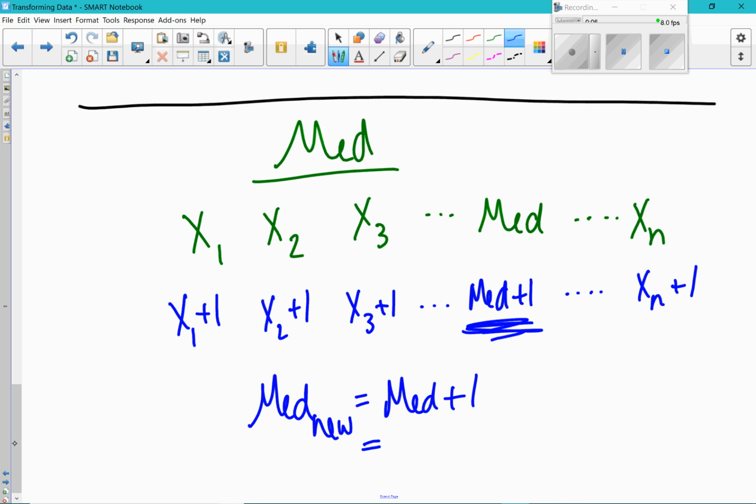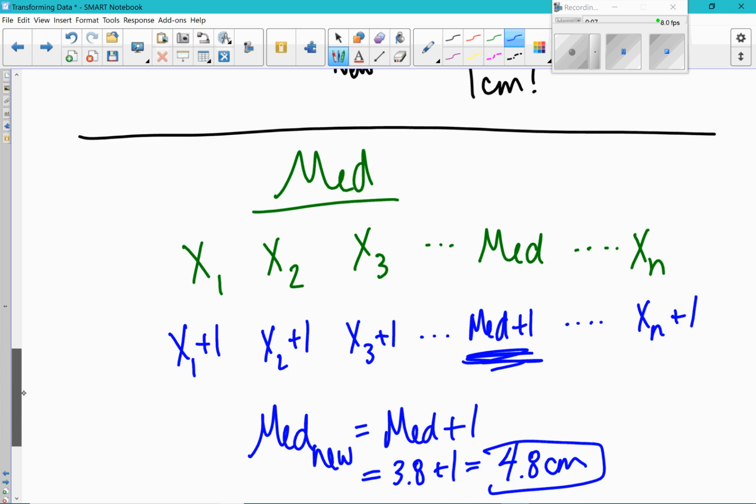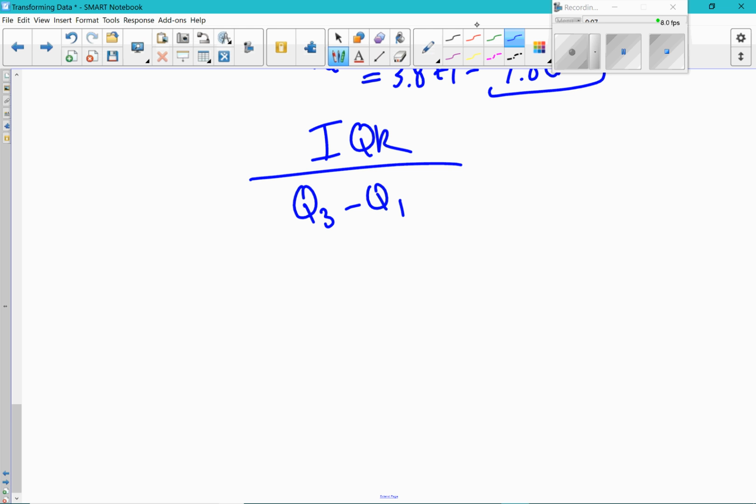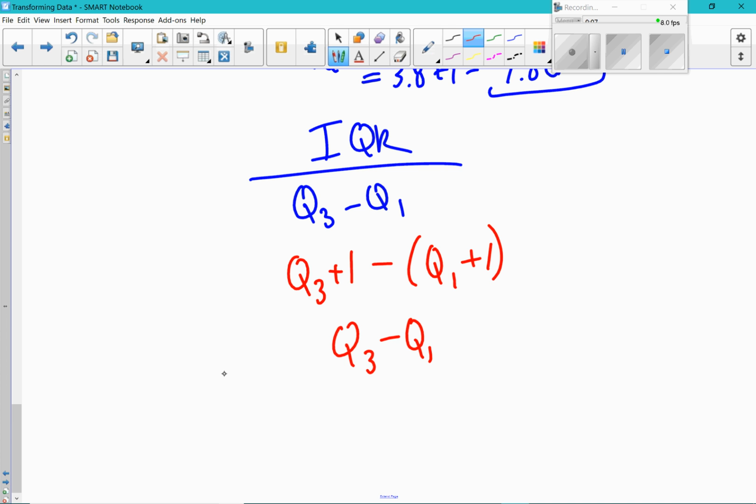Okay, so what was the old median? 3.8. So the new median would be 4.8 centimeters. Okay, so that's the new median. And then using this same logic, let's check what the IQR would be. Remember, the IQR is Q3 minus Q1, and all I've done is add 1 to every single data point. So this is really going to be Q3 plus 1 minus Q1 plus 1, and I hope you can see the 1's cancel. It's Q3 minus Q1, so nothing changed. The new IQR is the same as the old IQR.